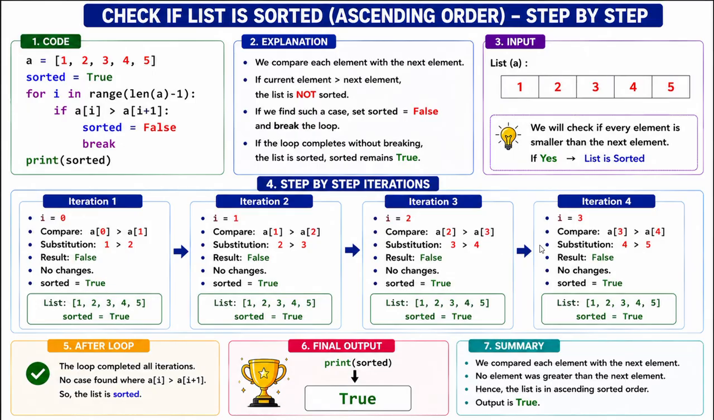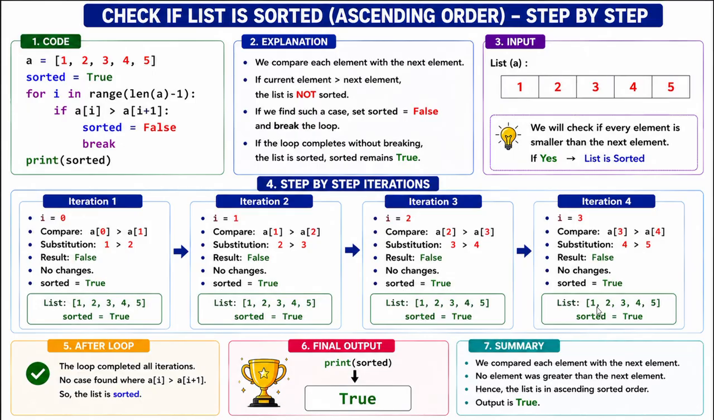Again it remains the same. Iteration 4. i equals 3. Here a of 3 greater than a of 3 plus 1, which becomes a of 4. Is a of 3 greater than a of 4? Check once here: 0, 1, 2, 3. Is 4 greater than 5? No, right? So it is again false. So there is no change.